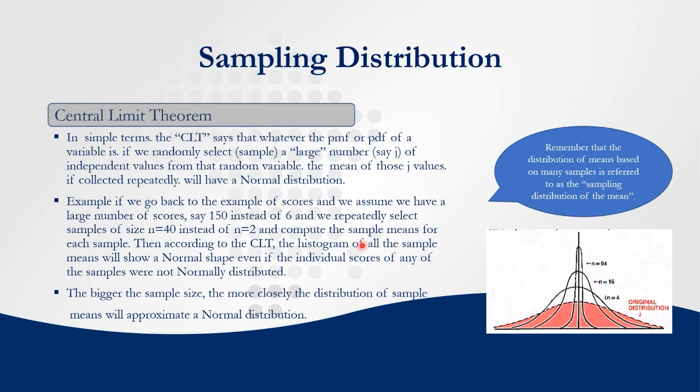So if we go back to the example, if let's say the population is 150 instead of 6, and we repeatedly select samples of size 40 instead of 2. Remember in the example I used 6 as the population size, 2 as the sample size. Here now I'm saying the population size is 150 and the sample size is 40. If we compute the sample means for each sample, so we select many samples of size 40.